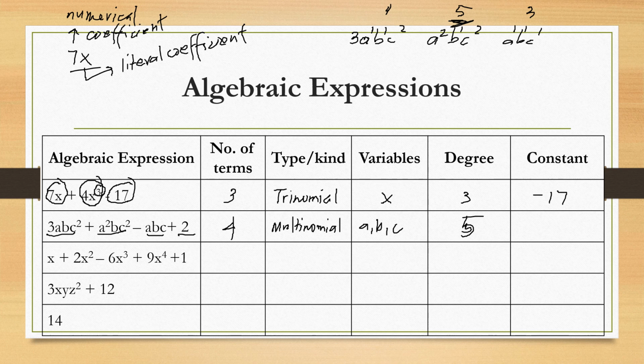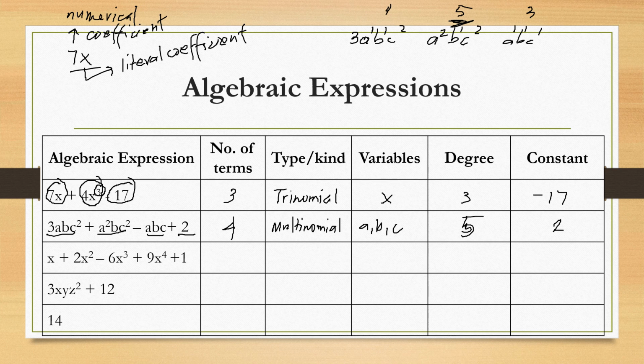Ano po? So, yung ganun lang po yun. Pag maraming variable ang ginamit, kunin nyo lamang yung sum ng kanilang exponents and then kung ano yung pinakamataas, yun yung magiging degree. And in this case, 5 yung pinakamataas, kaya 5 yung ating degree. And the constant, of course, is positive 2. So, 2 lang ilalagay natin kasi siya yung walang kasamang variable.